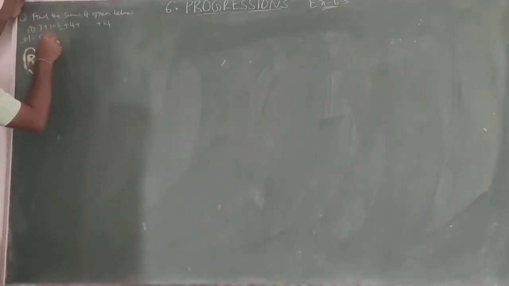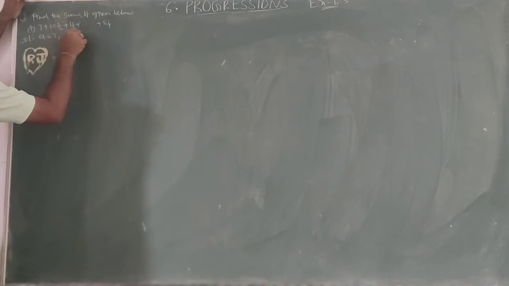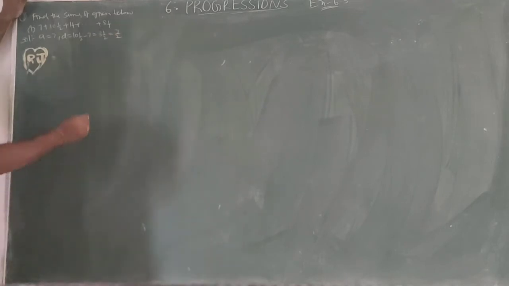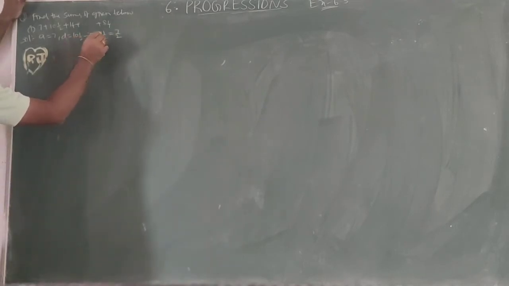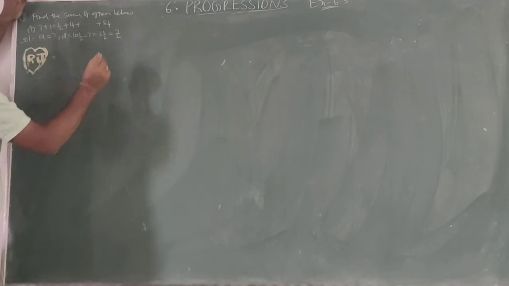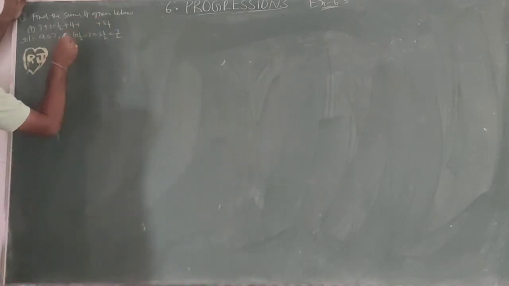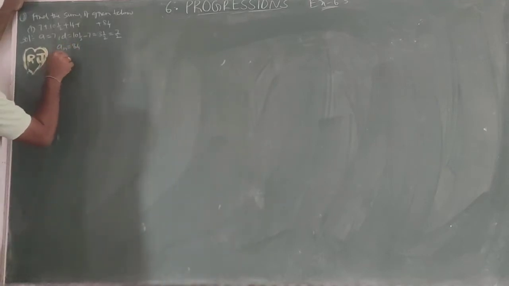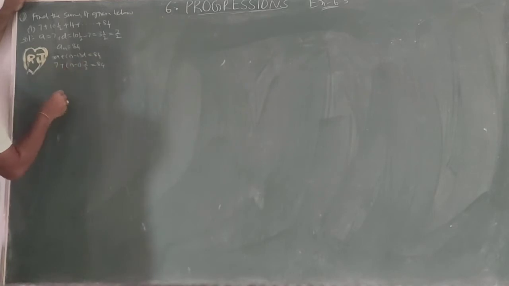A equal to 7, d equal to 10 and a half minus 7, which is 3 and a half, equal to 7 by 2. So d equals 7 by 2. The last term An equals 84. I want to find n first. So A plus (n minus 1) d equals 84. A value is 7, so 7 plus (n minus 1) of 7 by 2 equals 84.